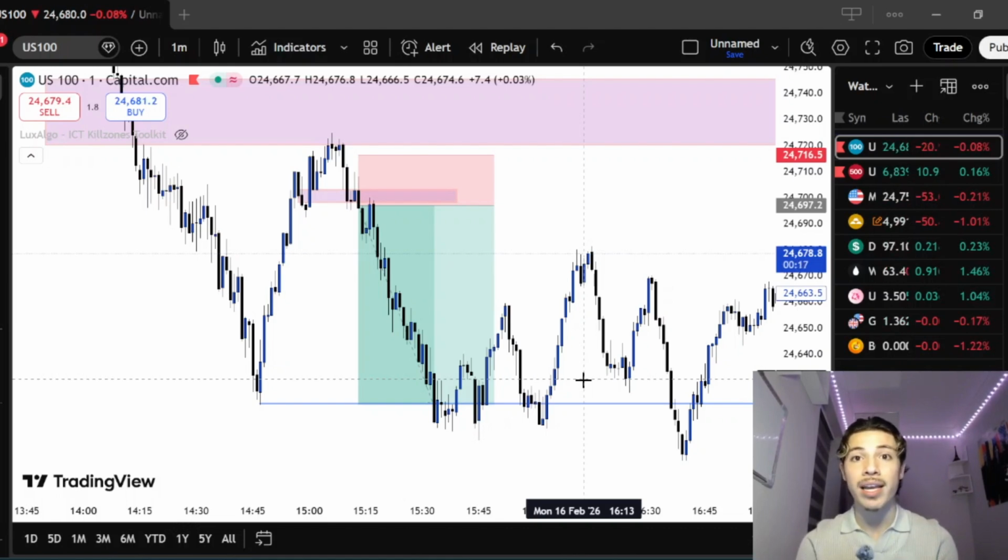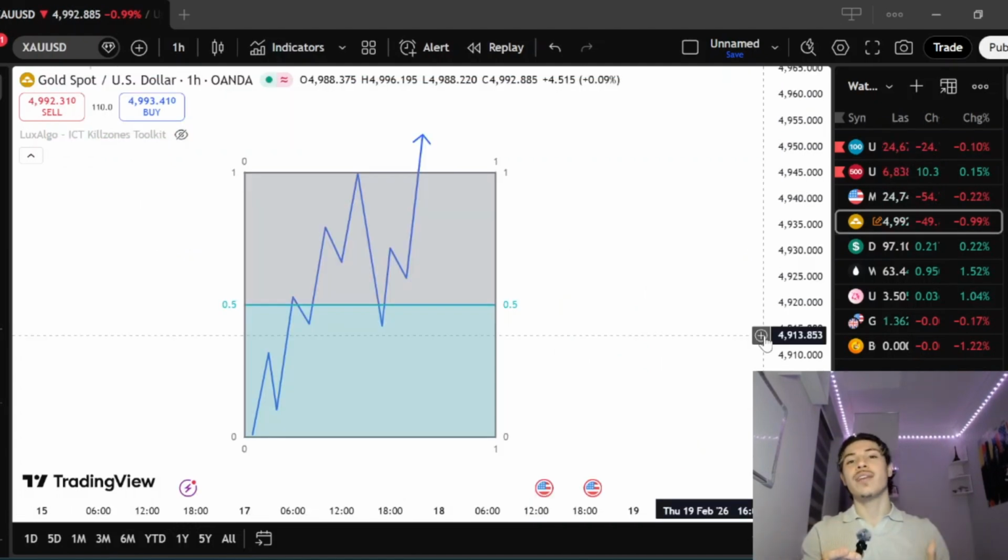This confluence right here allowed me to catch this beautiful trade that you can see on the screen right here. And I'm about to break it down and show you exactly how to use it. So lock in. So this confluence right here is called equilibrium, and it's as simple as this.